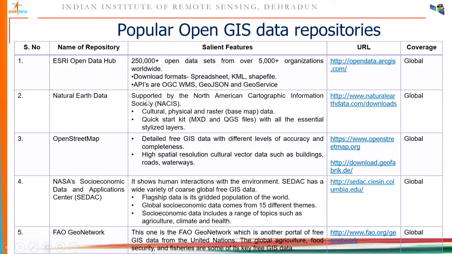Natural Earth data, supported by the North American Cartographic Information Society. So here you can get cultural, physical and raster data. Quick start kit in case of MXD and QGIS file. So when they provide data to the users, they also provide an MXD. MXD is a document file compatible with ArcGIS. Similarly, the QGIS file is basically compatible with Quantum GIS.